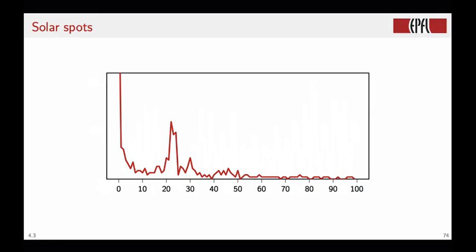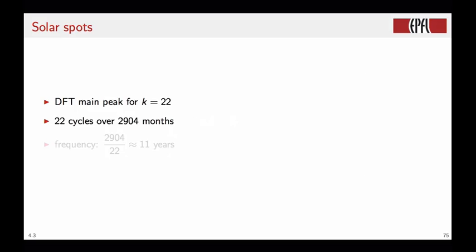And indeed, we can see that there is not just one peak, but a series of peaks. Now, what is the fundamental period? What is the most dominant mode of this time series? The main peak happens at k equal 22. There are 22 cycles over the entire data set. So the data set is 2900 months, so the period of the solar spot activity is 2900 divided by 22, which is approximately 11 years. So solar activity seems to have an inherent period of 11 years.